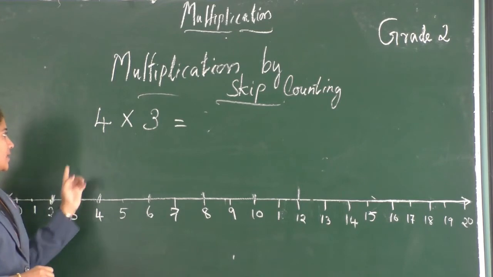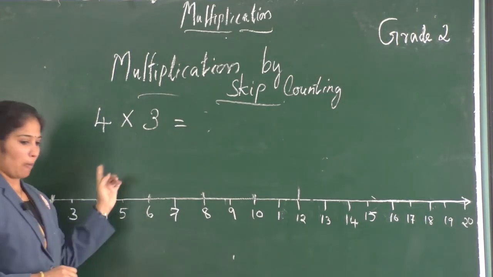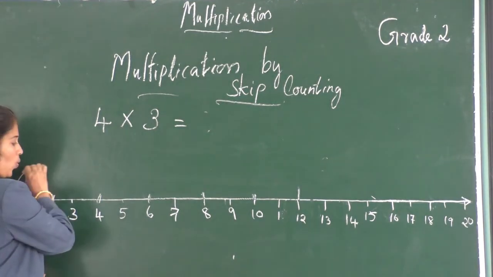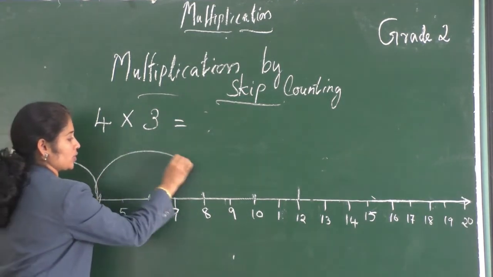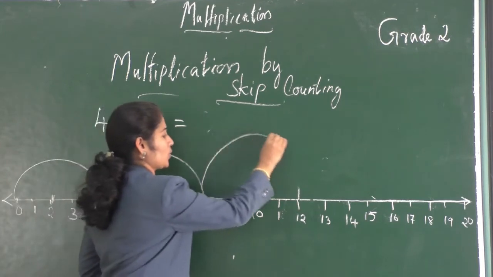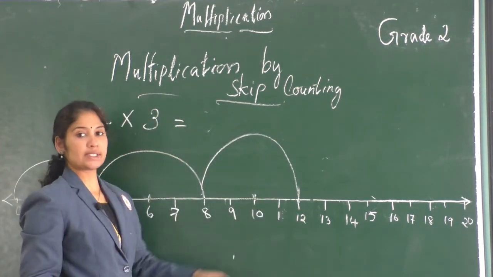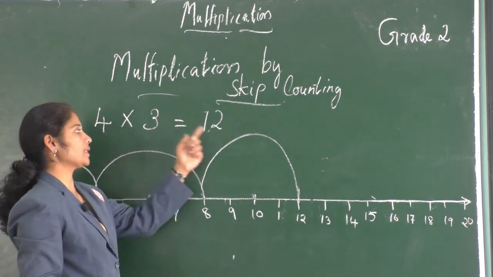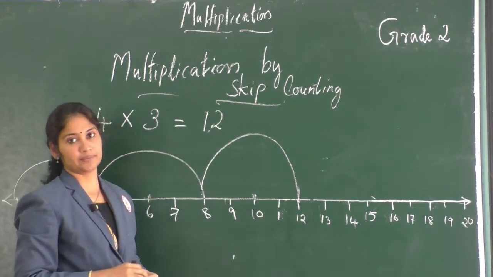We can get the answer by skipping 4 by 3. So 1, 2, 3. So what's our answer? Yes, 12. 4 multiplied by 3 is equal to 12.